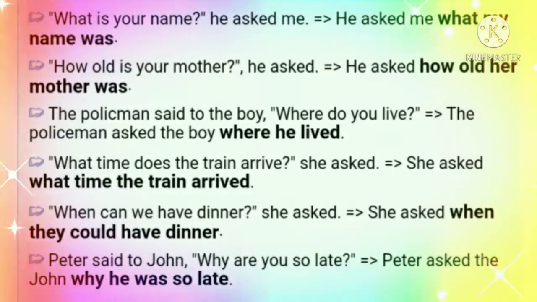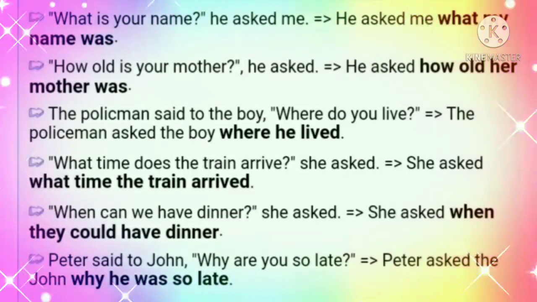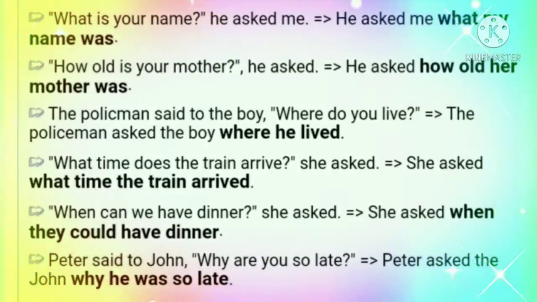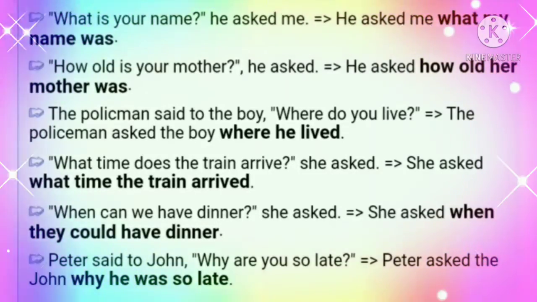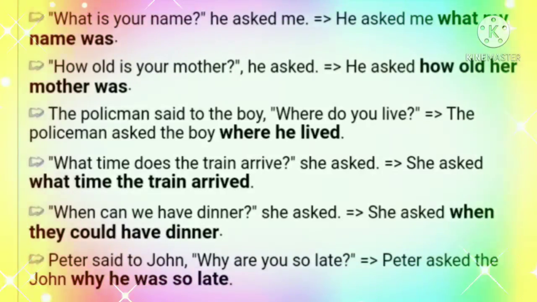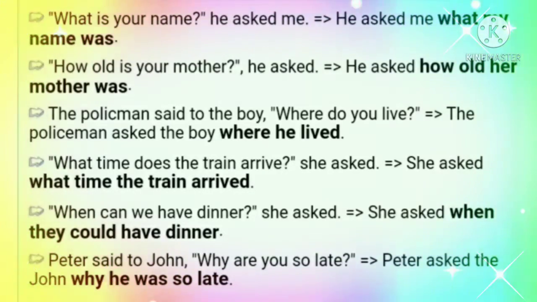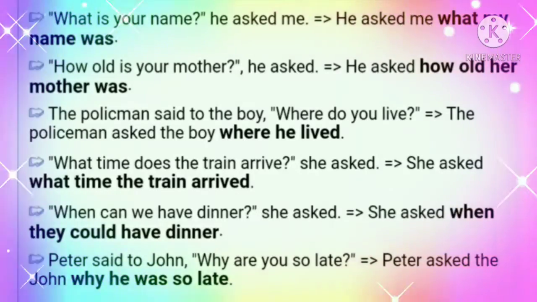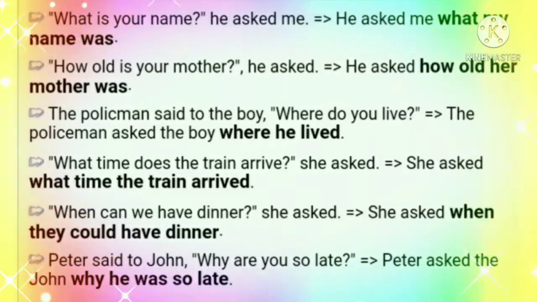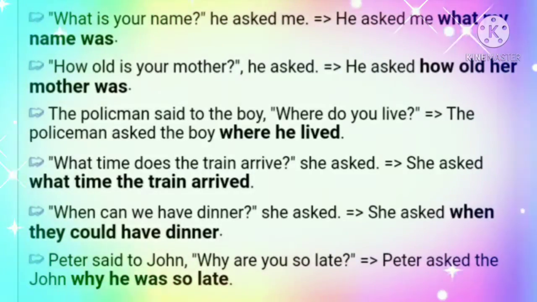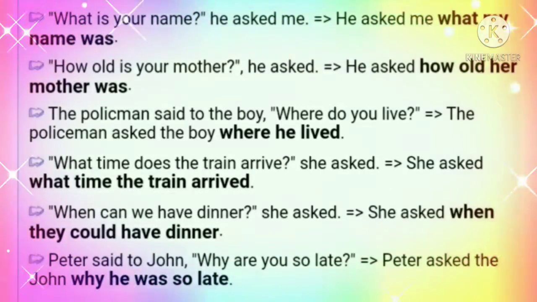But in the third sentence, the policeman said to the boy, where do you live? So here we have a verb which is to live, and we have the auxiliary, so we are going to work with the verb. So we say the policeman asked the boy where he lived, and it is a simple order of the words. Where is the WH word? He lived is the clause of the same sentence, which is subject and verb. Okay, the same thing is for the other questions.